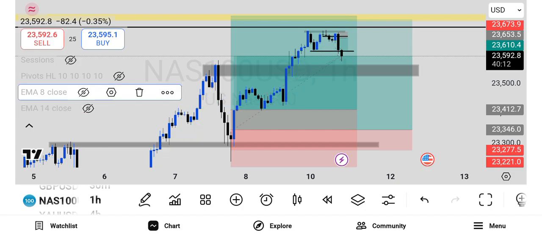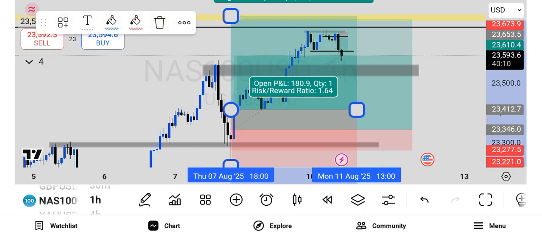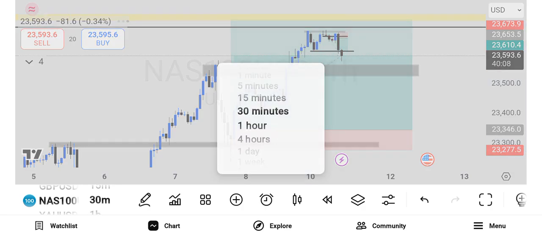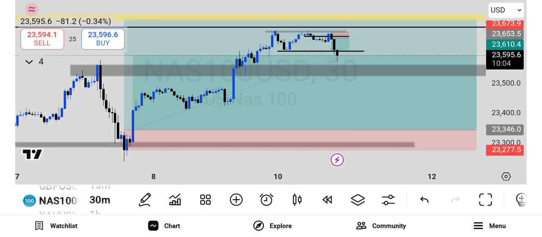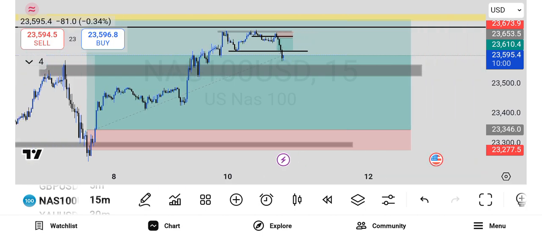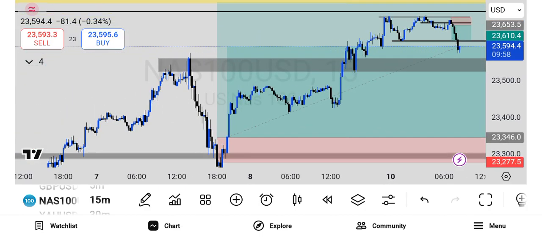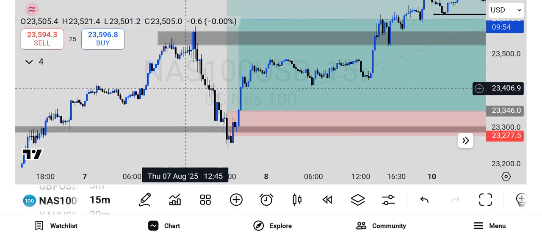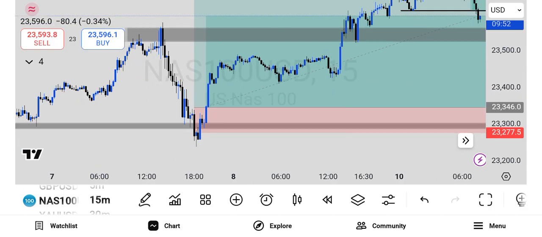Okay, so let's dive deeper into the time frame so we can see more structure, guys. So the 30 minutes. Let's go to the 15, guys. Okay, guys, as y'all can see, right? Price came here, right? Let me use the path tool so you guys can see what I'm doing.